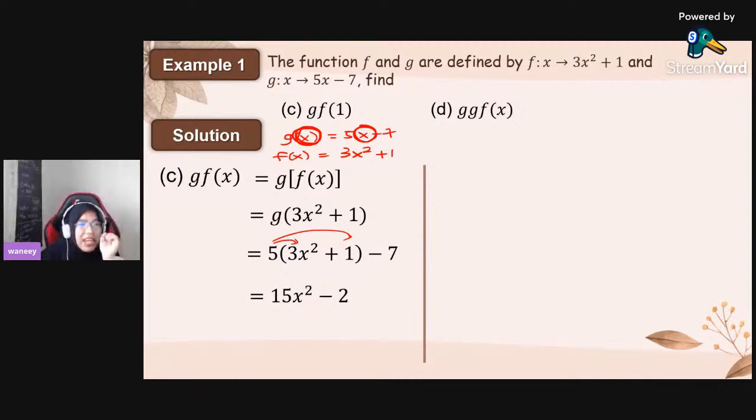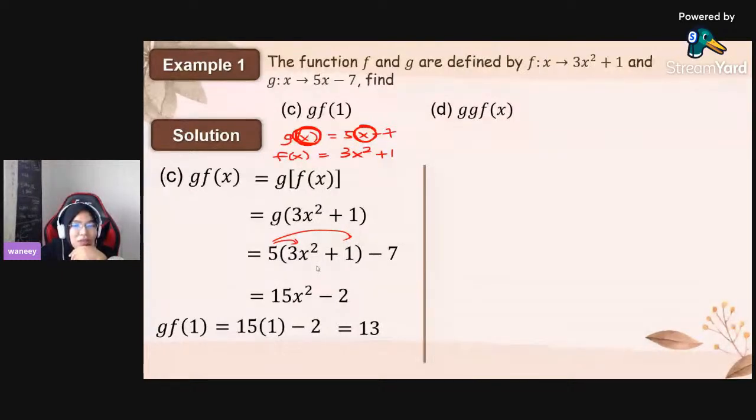So what is g(f(1))? Simply substitute x with 1. We are going to get 15 multiplied with 1 and then minus 2. So 15 minus 2. The answer for this one is simply 13. Okay, done with C. So now D.